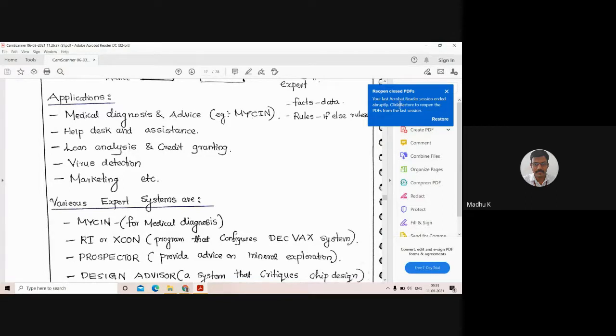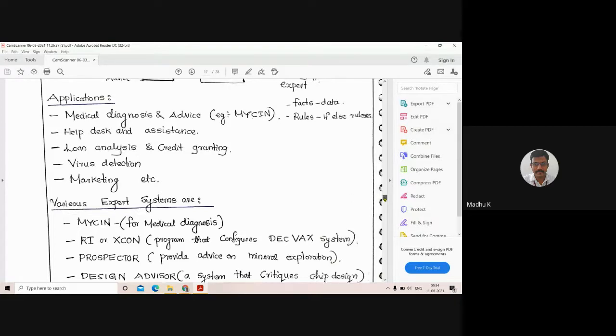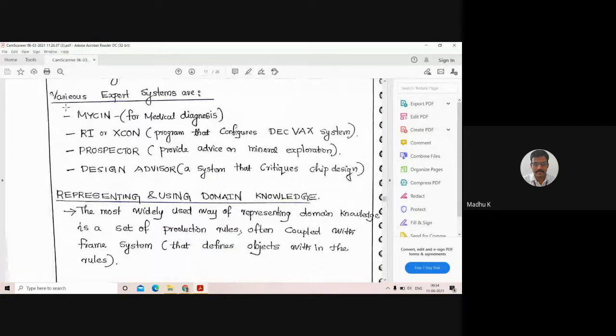It is used in different fields, like medical diagnosis, marketing, etc. In such situations we need expert knowledge. The various expert systems are Mycin, RI, Prospector, Design Advisor. These are the different types of expert systems.